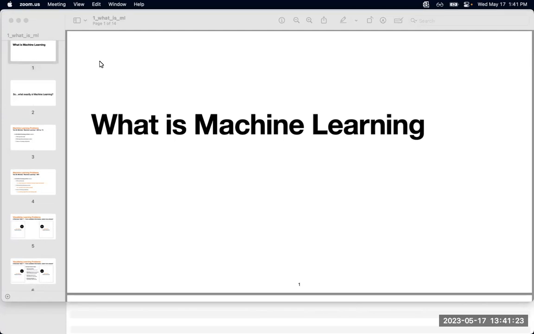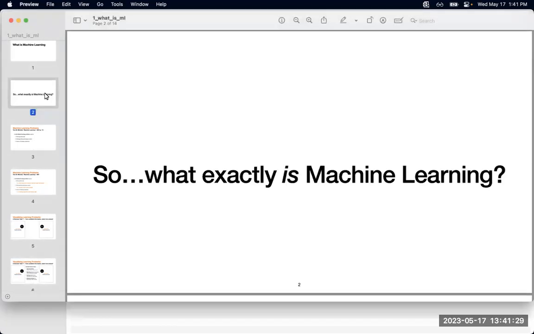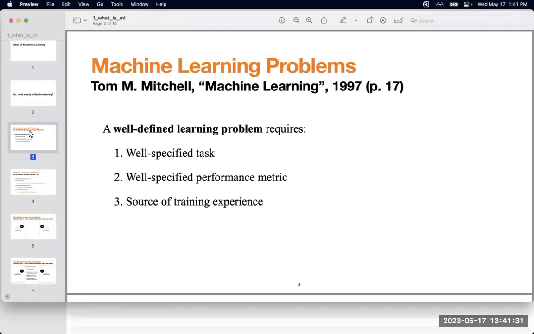So we're going to explore what it means when we talk about machine learning. So what exactly is machine learning? Let's borrow Mitchell's textbook definition. So Mitchell mentions that a well-defined learning problem requires three things.